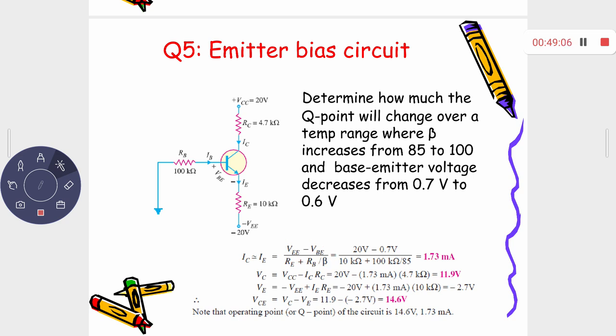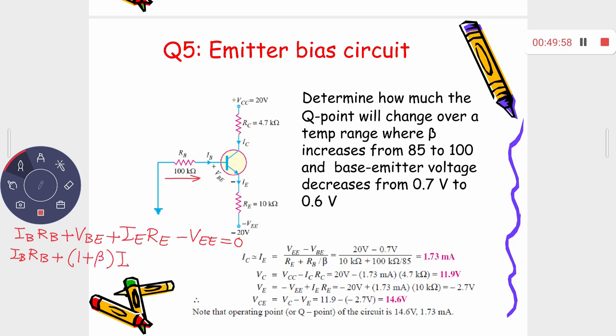It's okay now. You have to apply KVL here only. So what happens? Suppose the IB flows in this direction. So if I have plus minus, so let it be IB RB. Plus you have VBE. Plus IERE. And then minus VBB, that is equal to 0, right? That means what you have, IB times RB plus, what is IE? What is IE? 1 plus beta times IB, that is equal to VBB minus VBE.